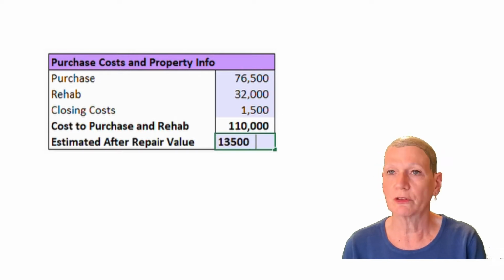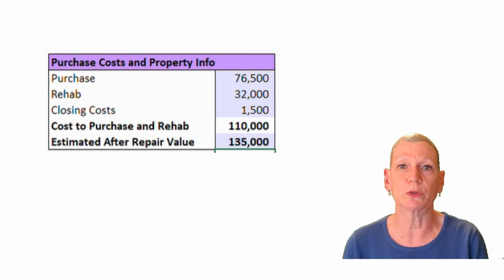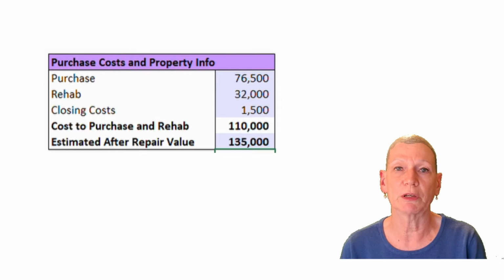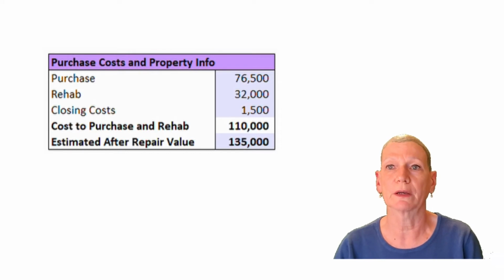We're going to say $135,000. This should be based on some comps that you've pulled, or somebody that you trust has pulled the information for you to know that this is, after you've done your rehab, approximately what that value could be. For your long-term funding, this is important because this would also be what you would expect the appraised value to be, and your lender is going to be working off of that number.